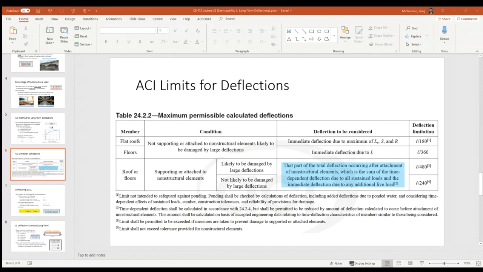So to give you an idea, if you're designing a hospital, the room that houses the MRI machine, you have some pretty significant serviceability limits there because you don't want the floor deflecting too much because that can mess up the machine. So that might be an element that is likely to be damaged by large deflections. But in an office building, if the desks move around, that doesn't really affect anything. So we're going to use the not likely to be damaged by large deflections, so L over 240.